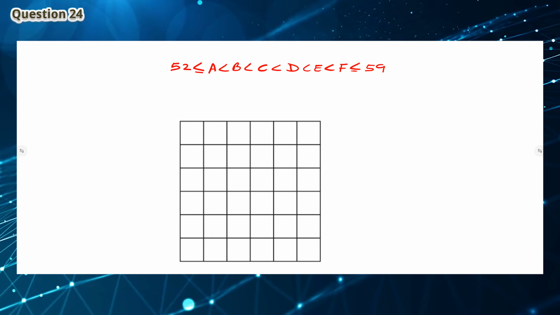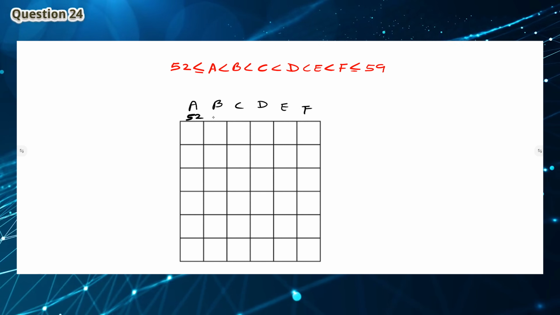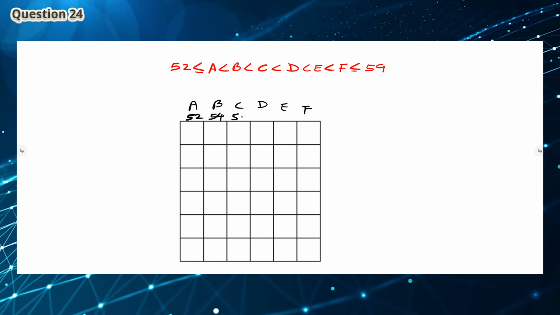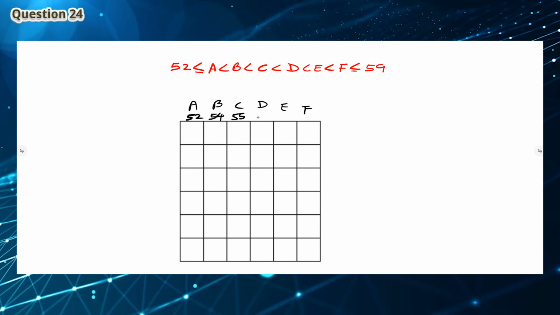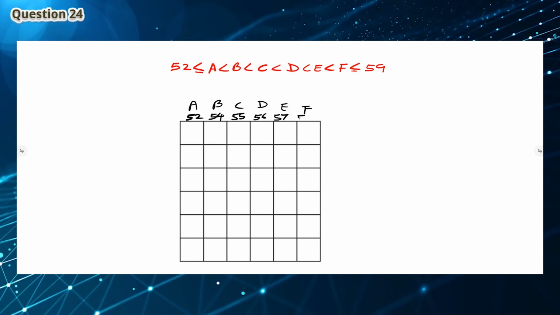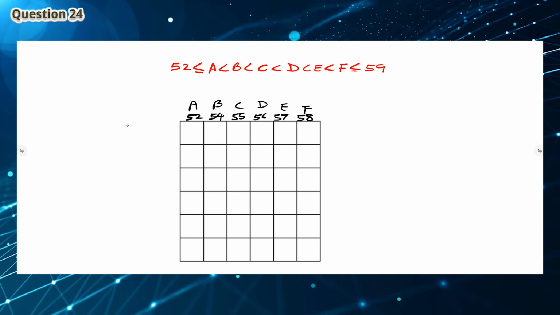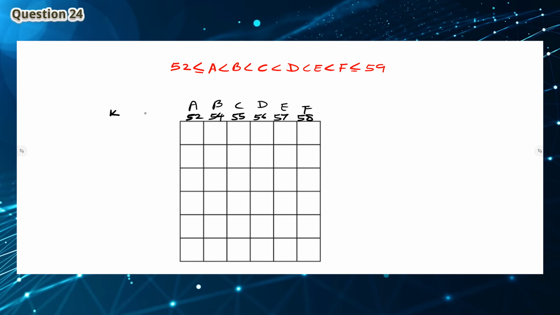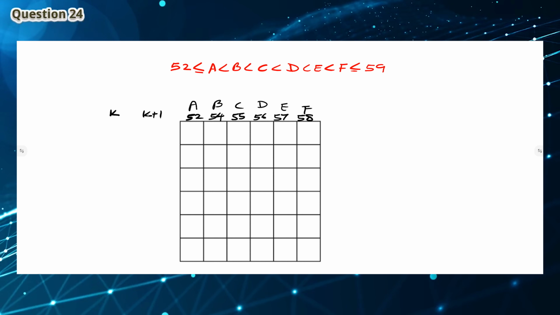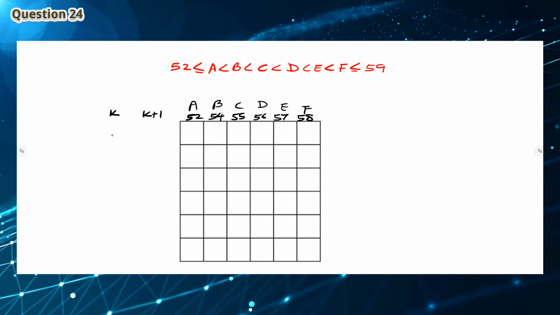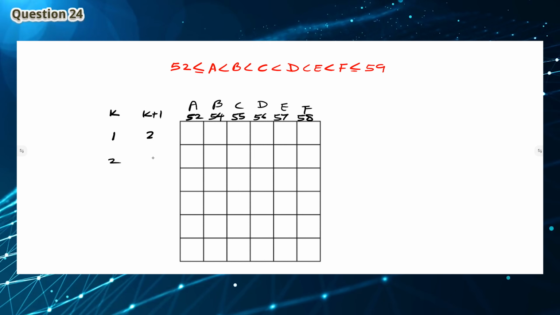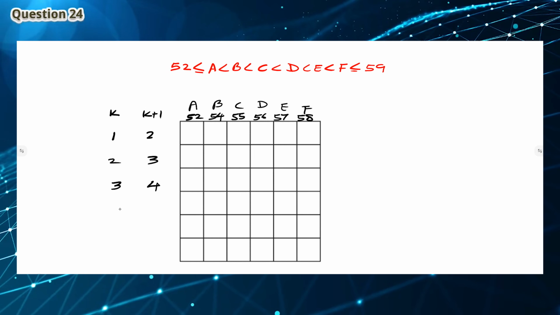Eliminating the primes 53 and 59 gives you A is equal to 52, B is equal to 54, C is 55, D is 56, E is 57, and F is 58. For each student, the value of k plus 1 will divide the number of problems. Here's a table showing possible values of k for each student.